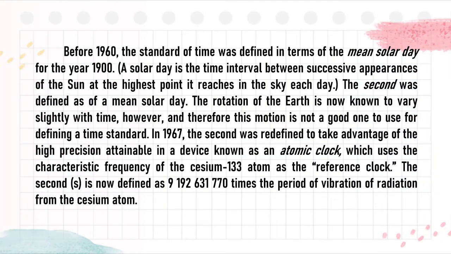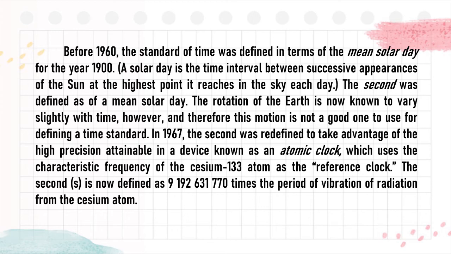Lastly, we have time. Before 1960, the standard of time was defined in terms of the mean solar day for the year 1900. A solar day is the time interval between successive appearances of the sun at the highest point it reaches in the sky each day. The second was defined as 1/86,400 of a mean solar day.